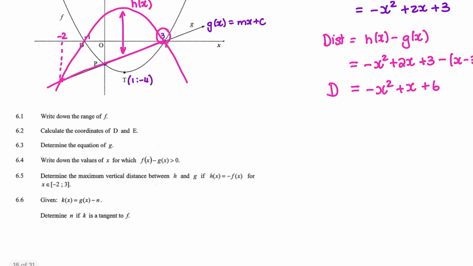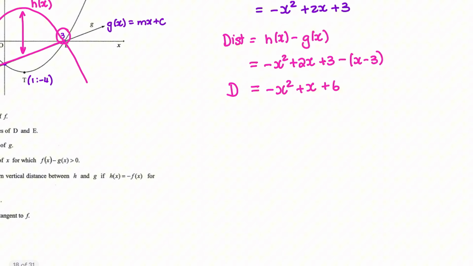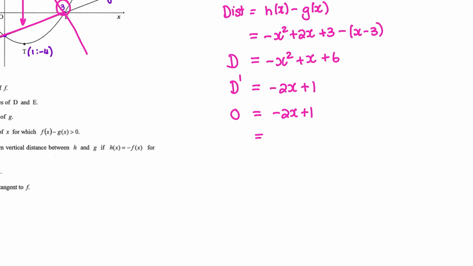Now, if I want to find the maximum distance, I'm going to use calculus. You can also use completing the square. But if I take the first derivative, that becomes negative 2x plus 1. And to find the maximum distance, it's where the first derivative would be equal to 0. So I'm solving for an x value. So if I solve for x, I have x is equal to a half.